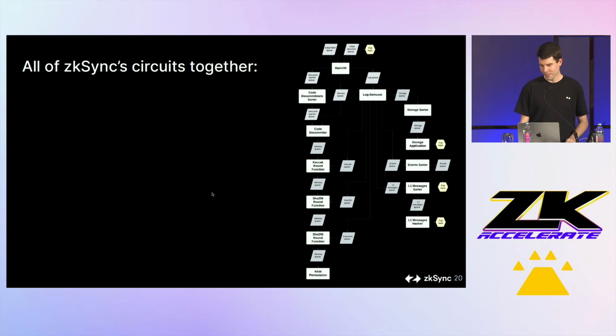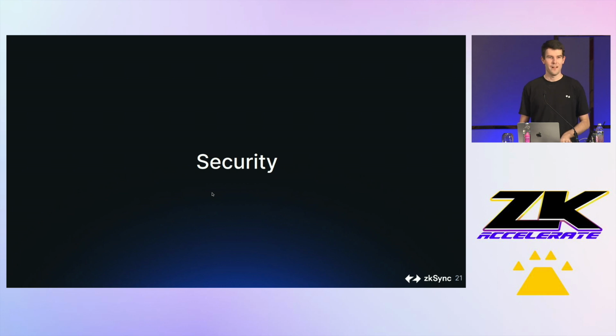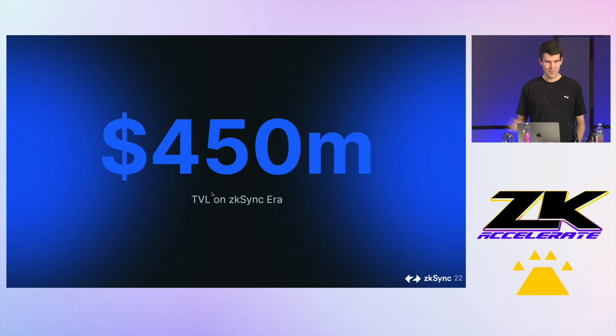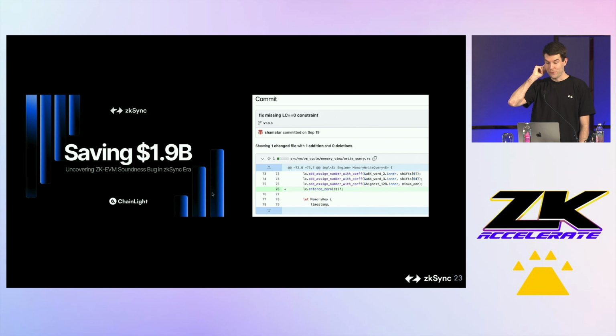So we did it. All right, the second half of the talk is about security. There's about $450 million TVL on our blockchain right now. For the second half, I'm on the security team. I have to keep this safe, and I also want to get some sleep at night. So how do I do that?